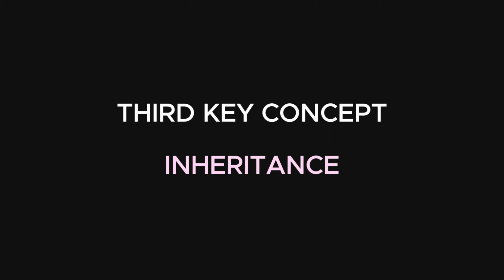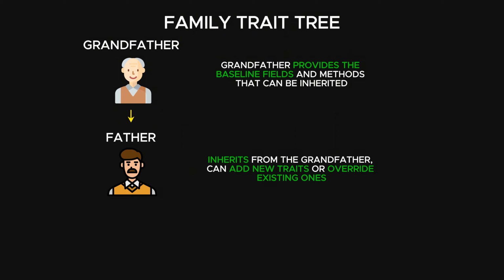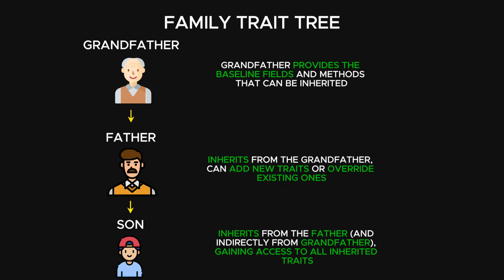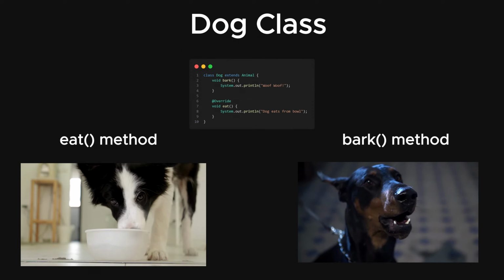Third concept, inheritance. Like family traits, children inherit features from their parents. A dog class inherits from animal, but also has its own bark method.